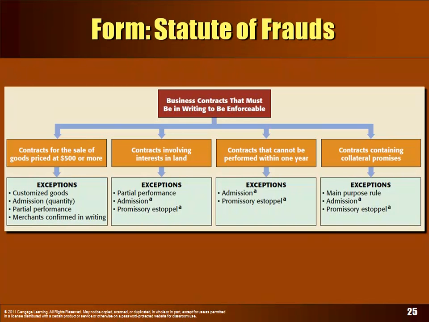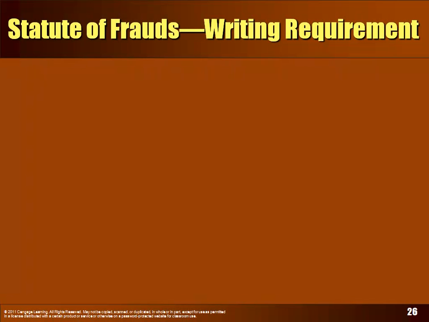Most of those have to do with, the idea is that you need a writing to prove that there is an agreement, but those exceptions have to do with other proof that there must have been an agreement. Like, why would you produce customized goods for somebody if they didn't ask for it? Or why is it that you delivered the goods and they paid for part of the goods if there wasn't any type of contract? All right, so those are some of the exceptions.